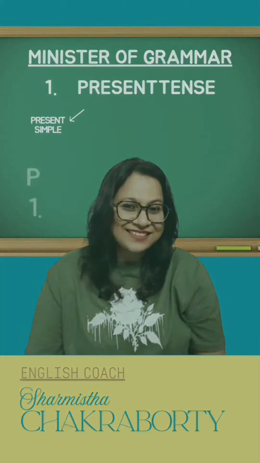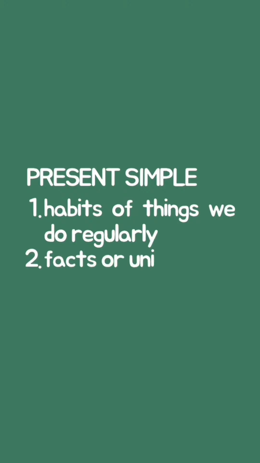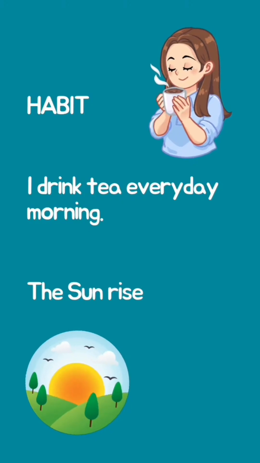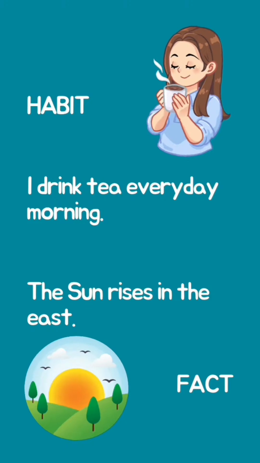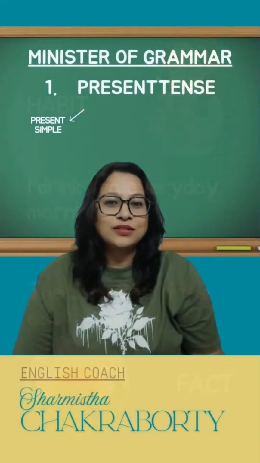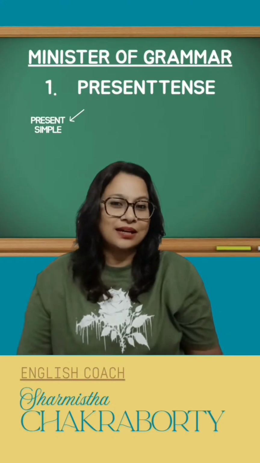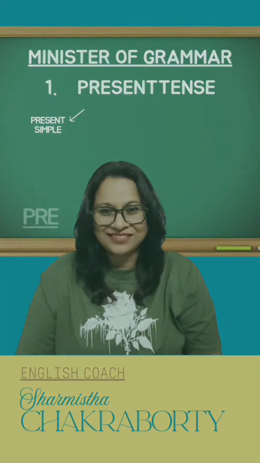And when do we use it? When we talk about habits or things we do regularly, and when we talk about facts or universal truths. If I say I drink coffee every day, this is a habit. And if I say the sun rises in the east, this is a fact, a universal truth. So present tense is the minister who tells us what happens again and again, and sometimes what is always true.